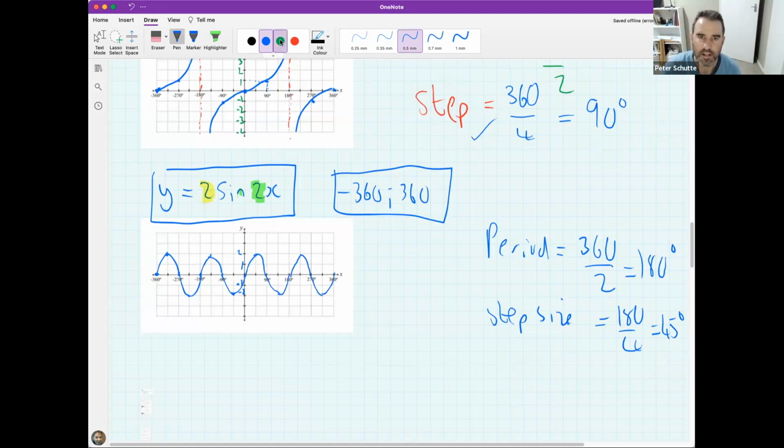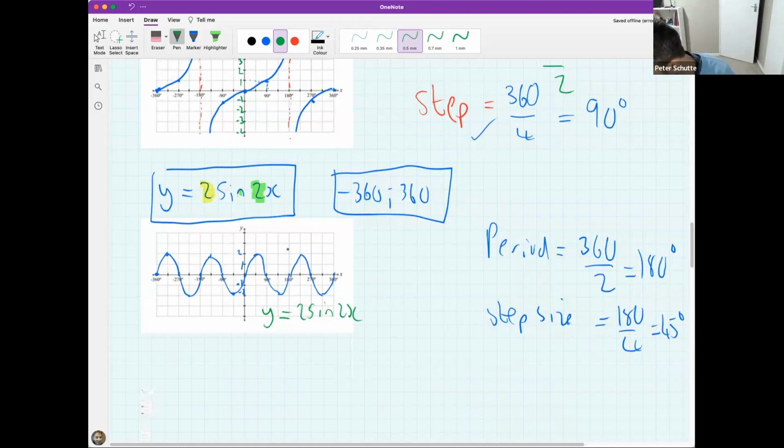Okay, so I see we're running out of time for tonight, but what I've done is I haven't actually used all the points on the calculator. I just looked at the pattern. Every 45 degrees, I got up by 2, down by 2, down by 2, up by 2. And that gives me the pattern that it's been stretched vertically and it's also been compressed horizontally.